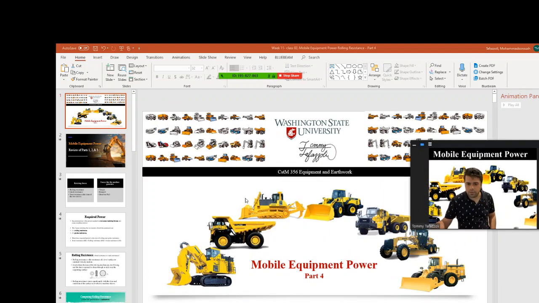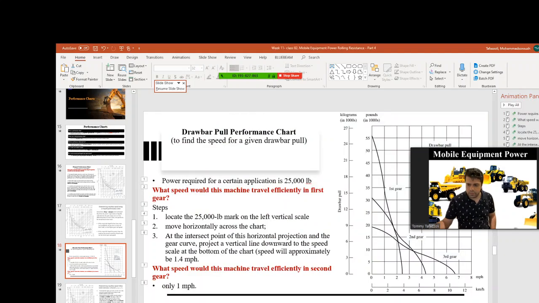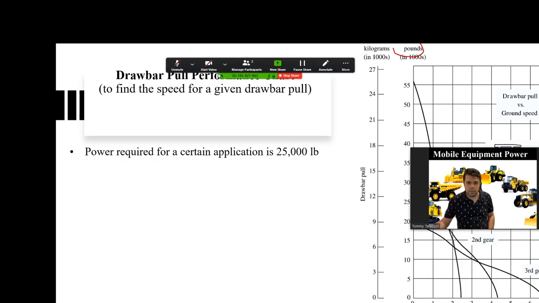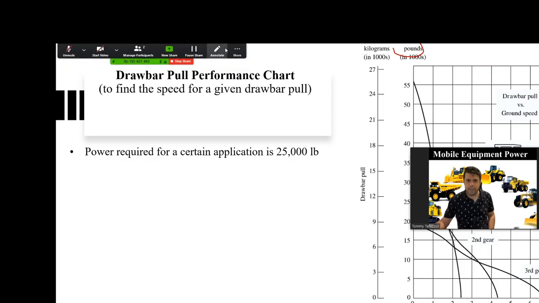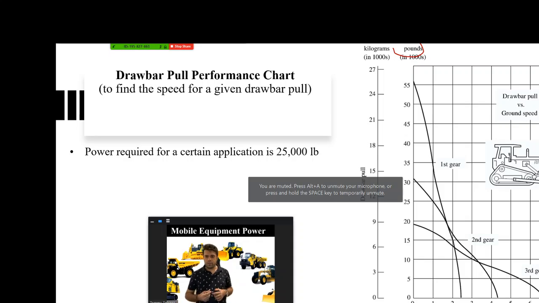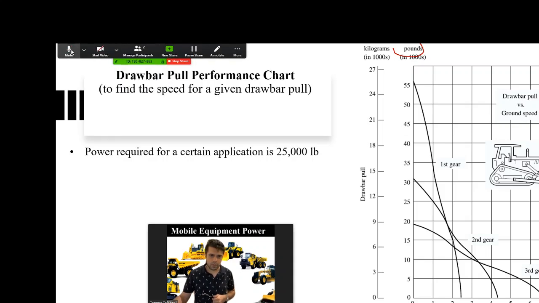Okay, I'm sorry. Let's go here. Yeah, you're talking about pounds and not kilograms. If I can move this somehow. Okay. All right. 25,000. Okay. Unmute.